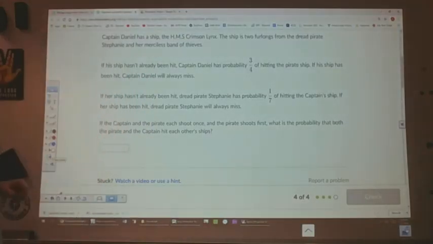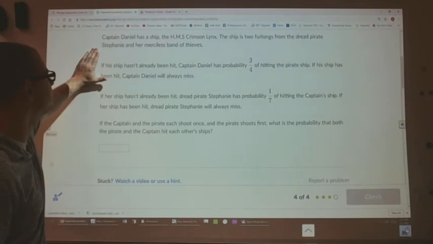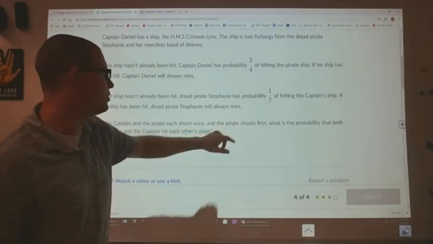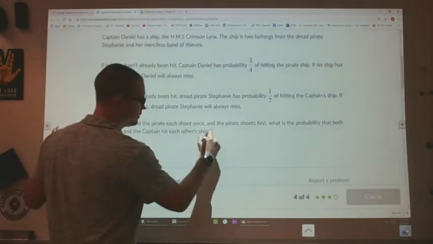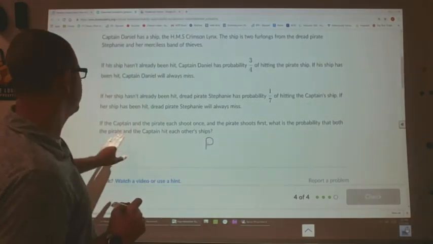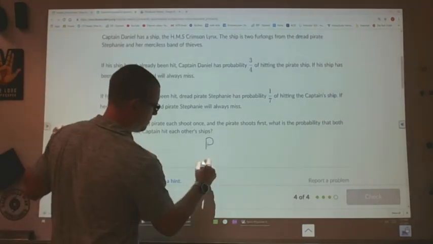This one's another captain one, so let's see. I'm going to diagram this one out first. So the captain and the pirate each shoot once. The pirate shoots first. So the pirate shoots first, and he can either hit or miss.